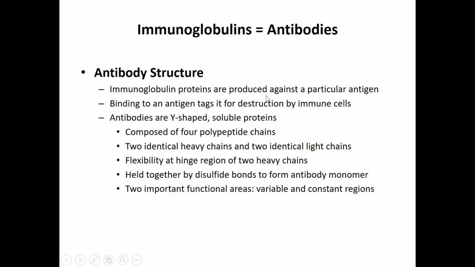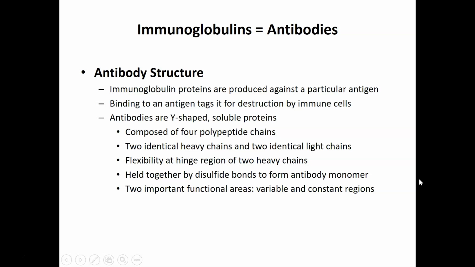The antibody molecule is a Y-shaped molecule and it's a soluble protein, meaning it's soluble in blood, plasma, or lymph. There are 4 polypeptide chains in the molecule. 2 of them are identical heavy chains, which are longer amino acid chains, and 2 identical light chains, which are shorter chains. They're assembled into this Y-shaped structure which has a flexible hinge region. And all of the different chains, 4 of them, are held together by covalent bonds between amino acids. These are called disulfide bonds.